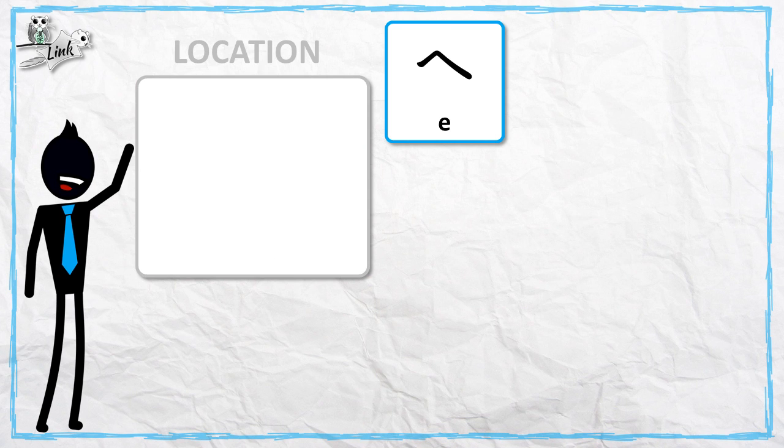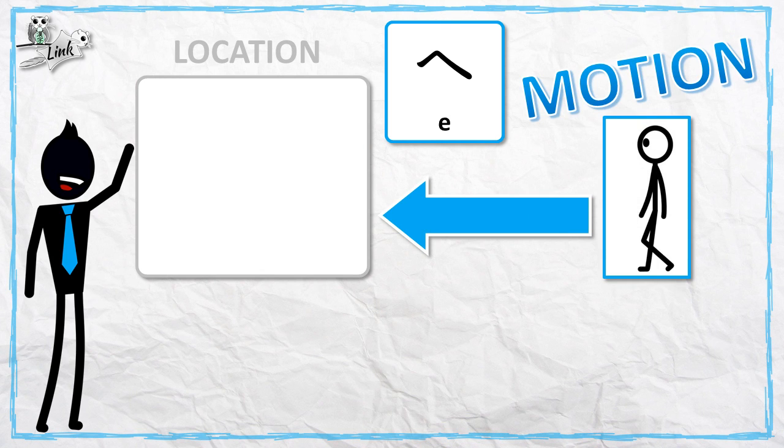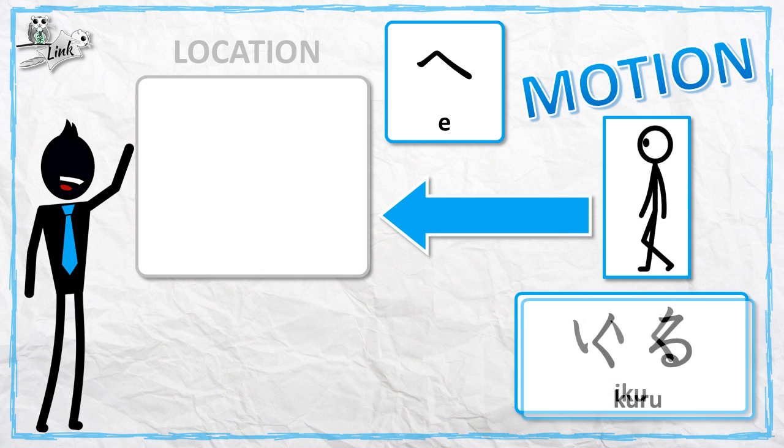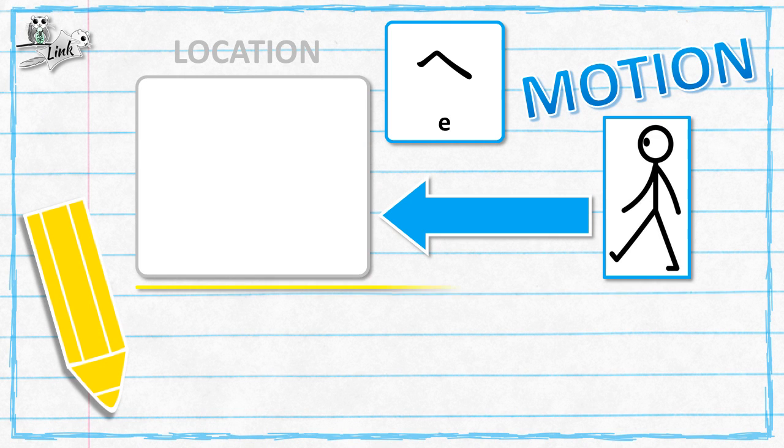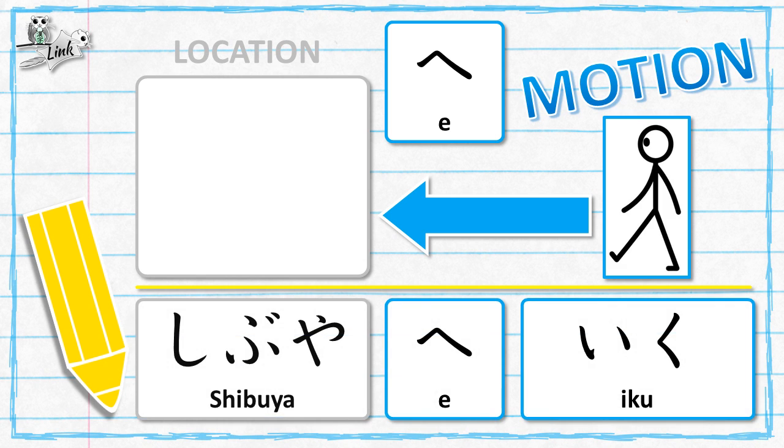The easiest location particle is e. Be careful, it is pronounced e, although it is written with the hiragana he. We use it with verbs that express motion towards a location. For example, to go, iku, to come, kuru, to return, kaeru. Now, let's practice. How would you say, I will go to Shibuya? Start with the location, Shibuya e iku.